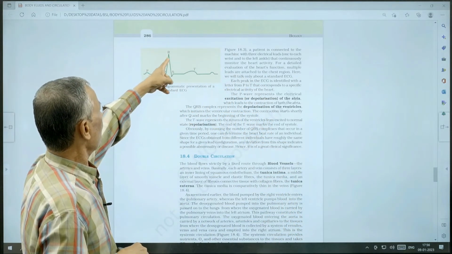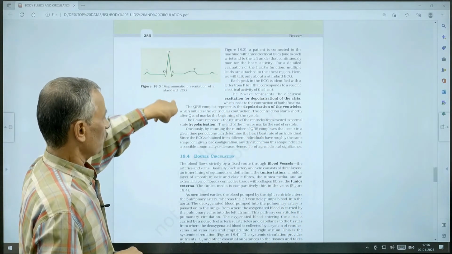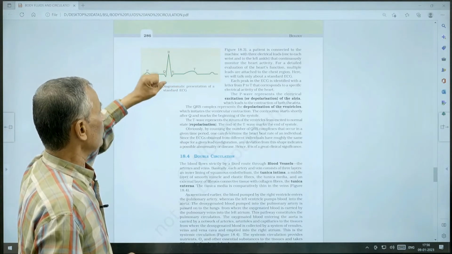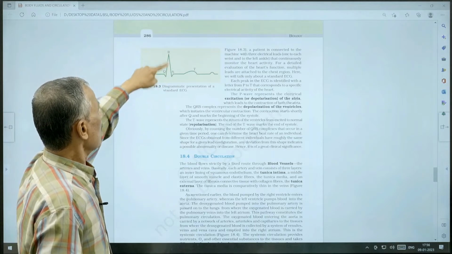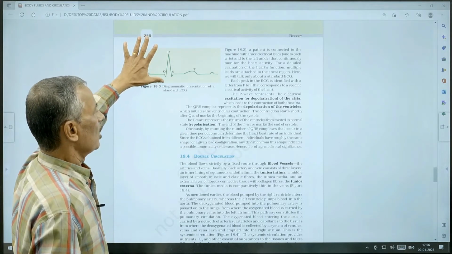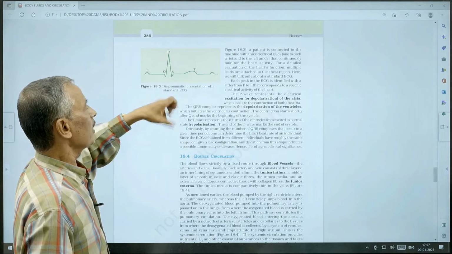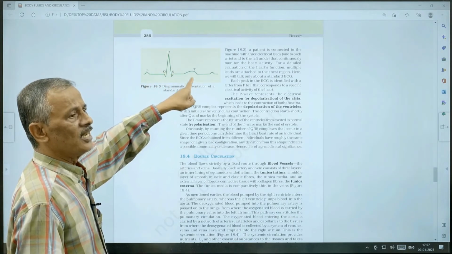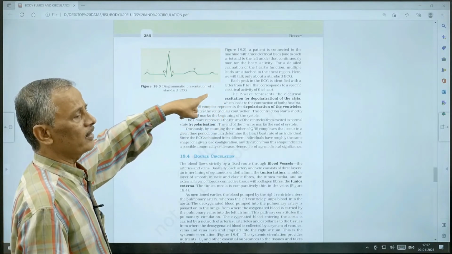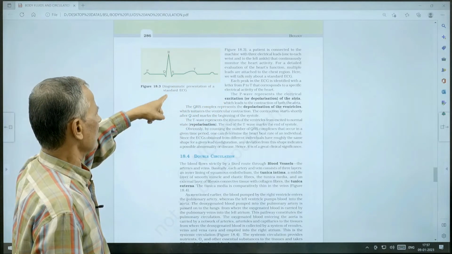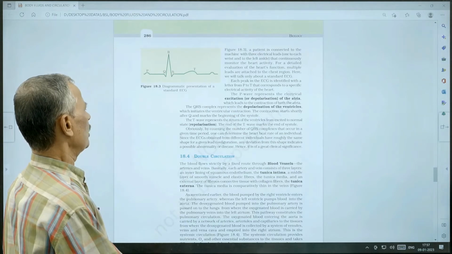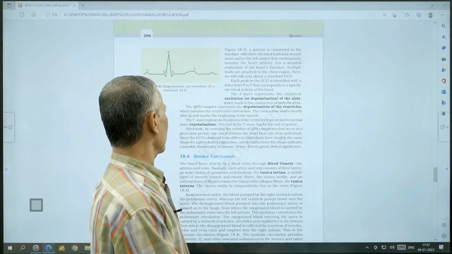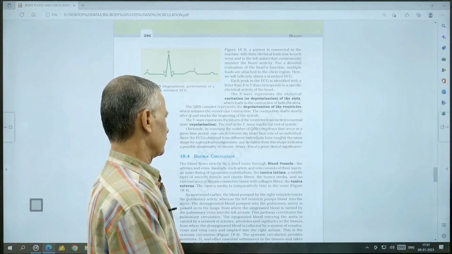And the number of QRS waves will be equal to the number of times the ventricles are pumping, and the amplitude of the QRS wave will give you an idea regarding the strength of contraction. So this ECG is giving you a clear idea regarding the health status of your heart. That is why doctors give more clinical significance to these ECGs.